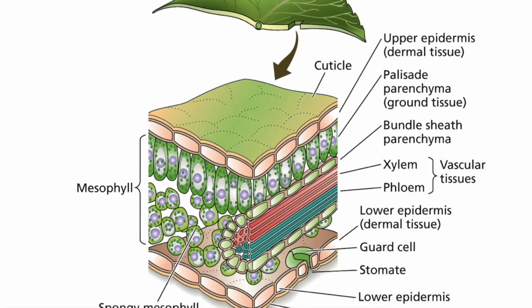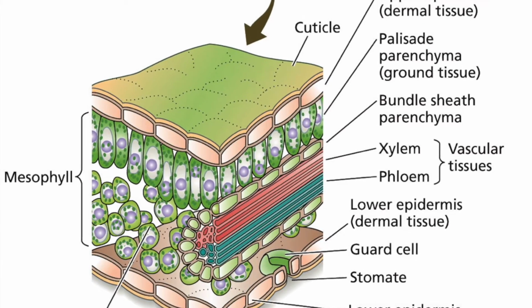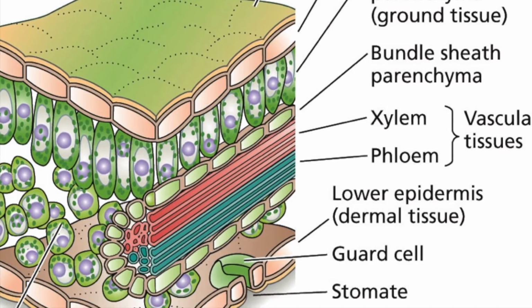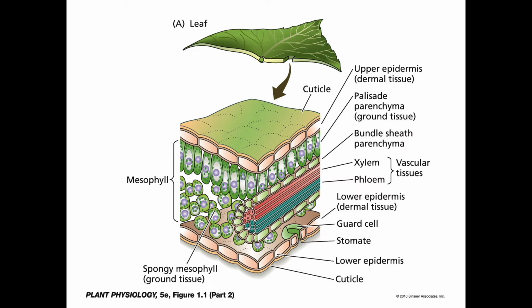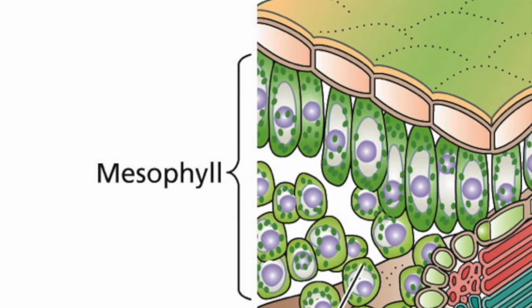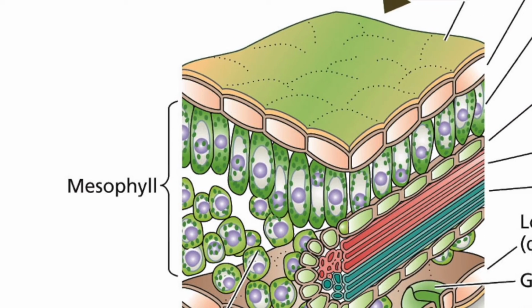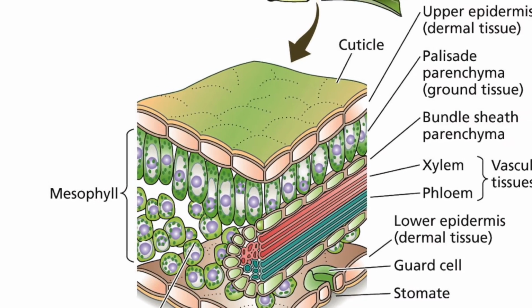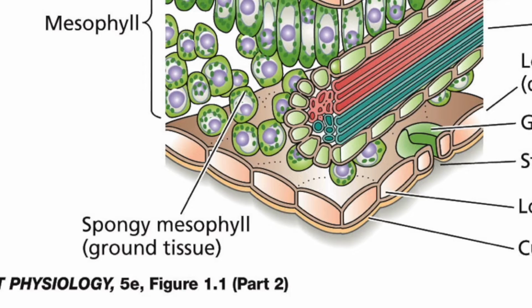We also have ground tissue, which is made up of cells known as the palisade parenchyma, and the bundle sheath parenchyma, which are around the outside edges of the vascular bundle, encasing the xylem and the phloem. These parenchyma cells are involved in photosynthesis, and we have another name for that known as the mesophyll cells. The mesophyll cells consist of both the palisade parenchyma and the spongy mesophyll. The palisade parenchyma form a rather uniform layer just under the epidermis. The spongy mesophyll cells are more spaced apart.